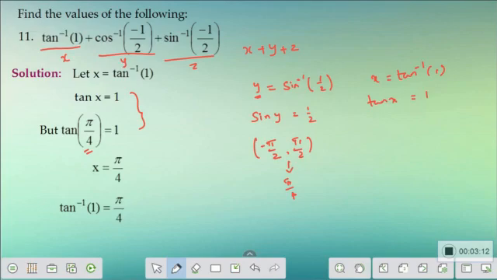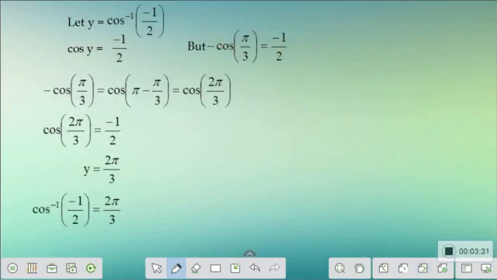So out of three terms, x, y and z, we got the value of x, which is pi by 4, or otherwise tan inverse of 1 is equal to pi by 4. Now let's try to get the value of cos inverse of minus 1 by 2. As I said, I'm going to assume this cos inverse of minus 1 by 2 as y. So this gives us cos y is equal to minus 1 by 2.